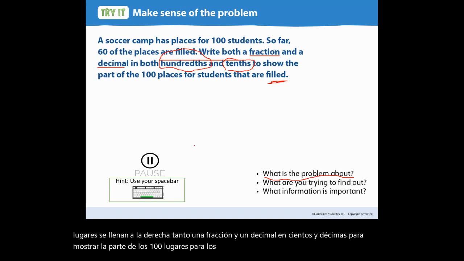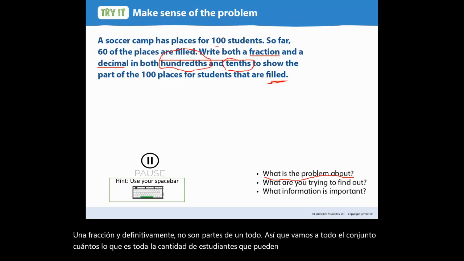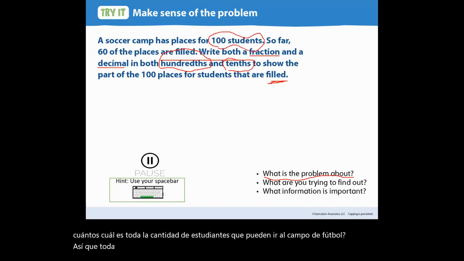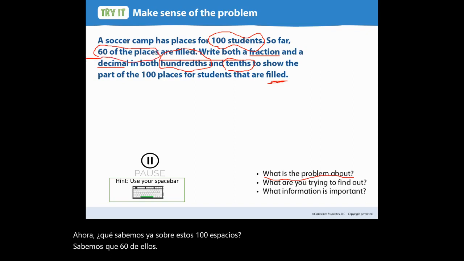So what is important? Well, let's think. We know that we need to think about fractions and decimals. So we need to think about a fraction and a decimal. We know they are parts of a whole. So what's the whole? What's the whole amount of students that can go to the soccer camp? The whole amount is 100 students can go to this camp. Now what do we already know about these 100 spaces? We know that 60 of them are filled. 60 kids have decided to go to this camp.